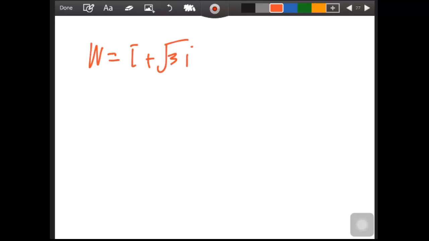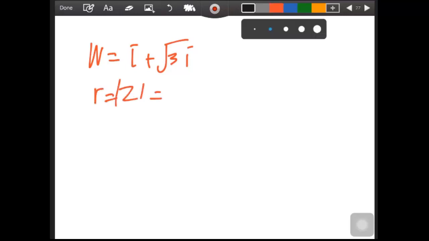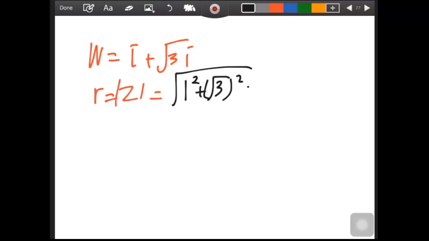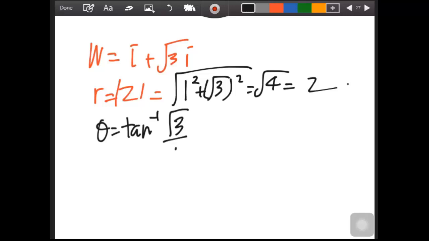Okay, so cari R dulu. So R, so we have 1 square sama juga ni. So kita dapat 4. So 2. So dapat 2. Yang kita cari dia punya theta. So shift tangent dia adalah square root 3. So ini adalah 60 lah. So saya selalu lukis ini kan 60, 30. Okay, so dia adalah 60.